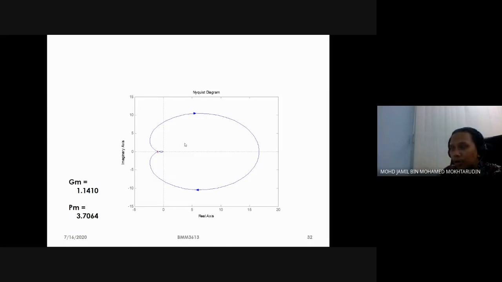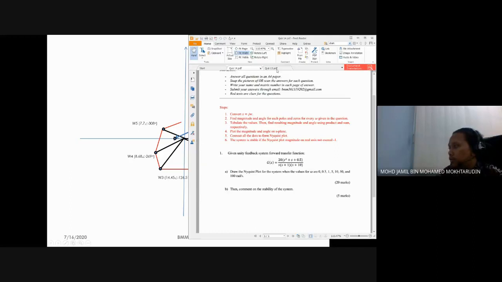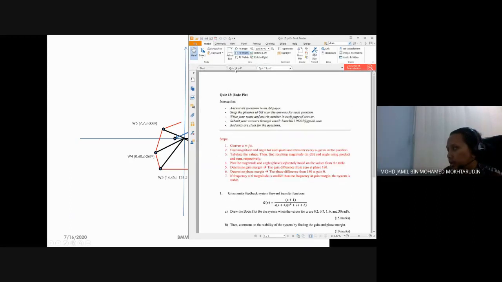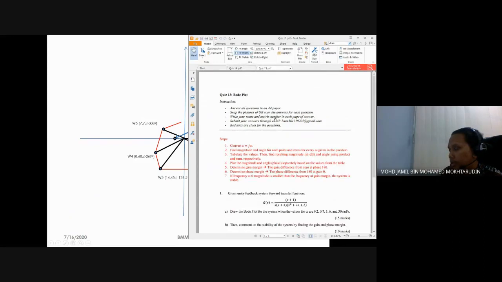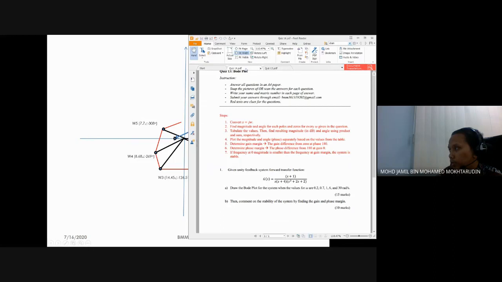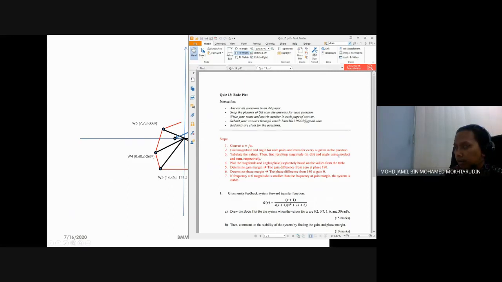Okay, I think that's it for chapter 5. You can try to do quiz 13 for Bode plot and quiz 14 for Nyquist plot. Maybe start with the Bode plot first, and then the Nyquist plot will be much simpler because you already know how to plot the Bode plot. If you have any questions, you can ask now. If you don't, then that's it for today's class. And inshallah, we will meet one more time next week for the final topic. And after that, it's done.